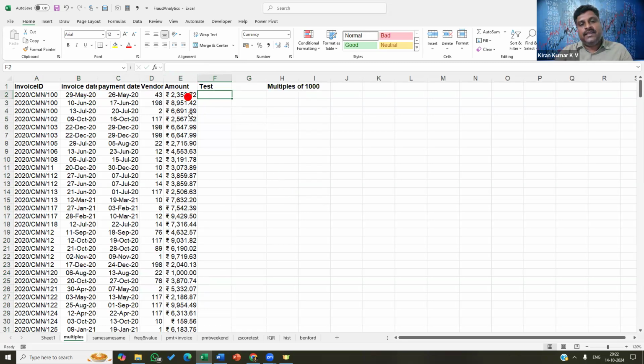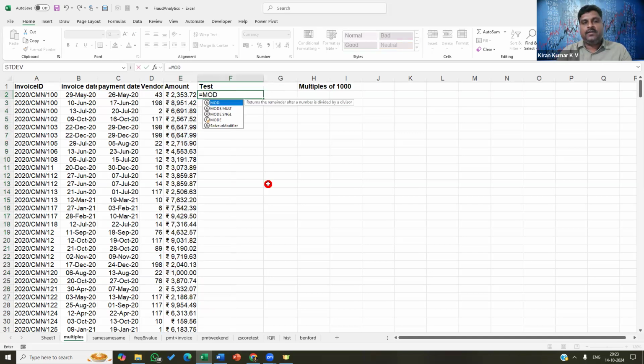My idea is to get all the values which are multiples of thousands. So if the transaction is 1,000 rupees, 2,000, 3,000, 4,000, 10,000, if there is a number that is divisible by 1,000, it may be a fraudulent transaction. I'm going to use a function called MOD. What is the MOD function? It takes two numbers, divides the first number by the second, and gives the remainder. For example, the first number I'll give is 2353.72, comma, the divisor, the number I divide by.